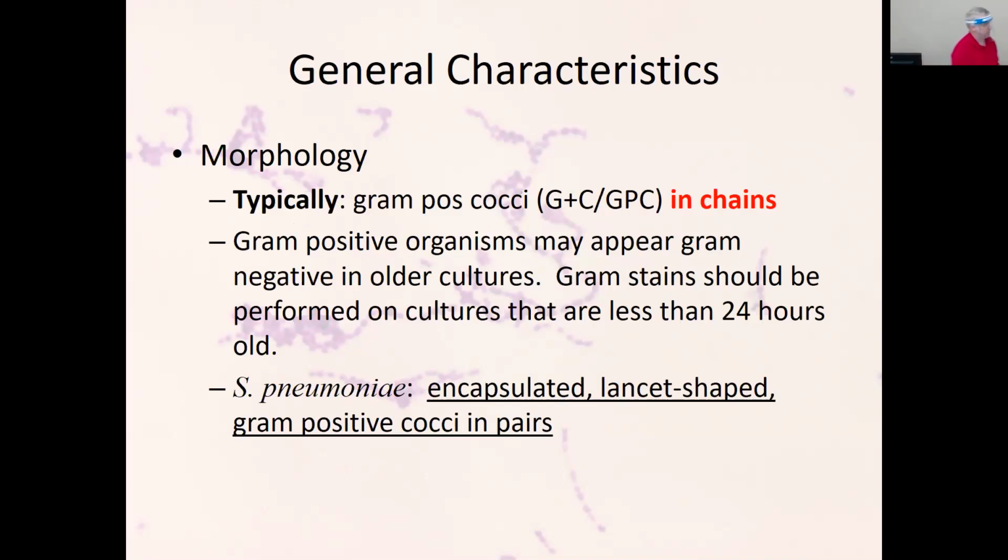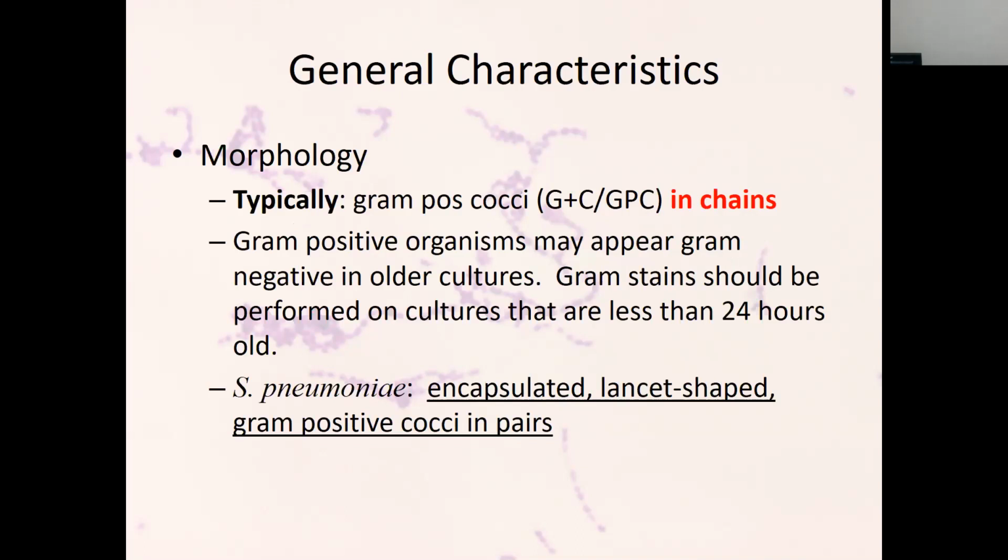Typically we're still looking at gram-positive cocci, but with strep it's always in a chain. So staph is clusters, strep is chain, and with intro you should already know that. That should be like, oh yeah, I learned one thing in intro: the difference between staph and strep. Hopefully.